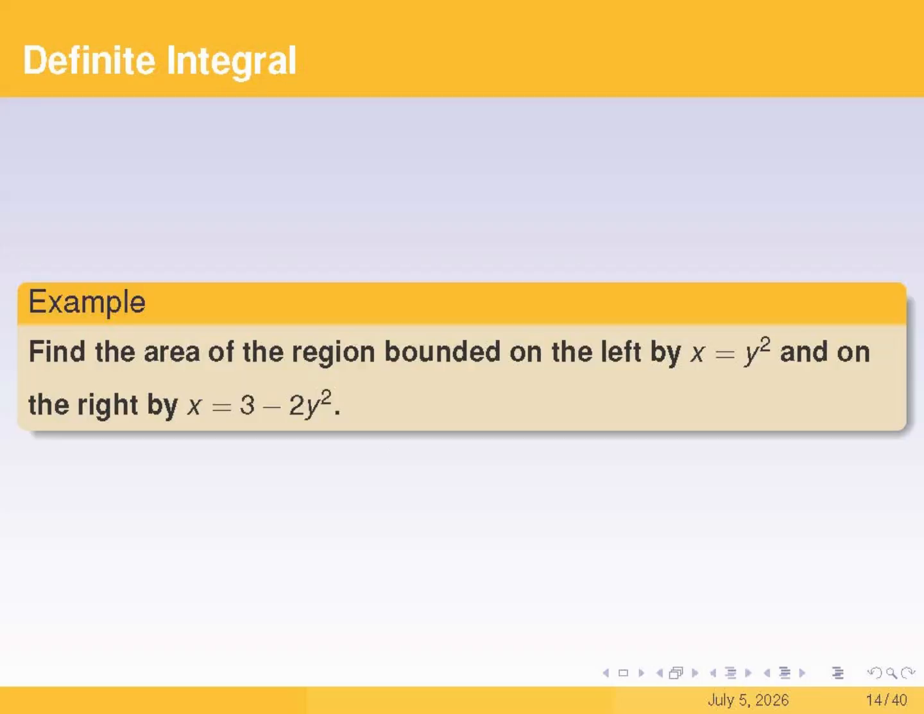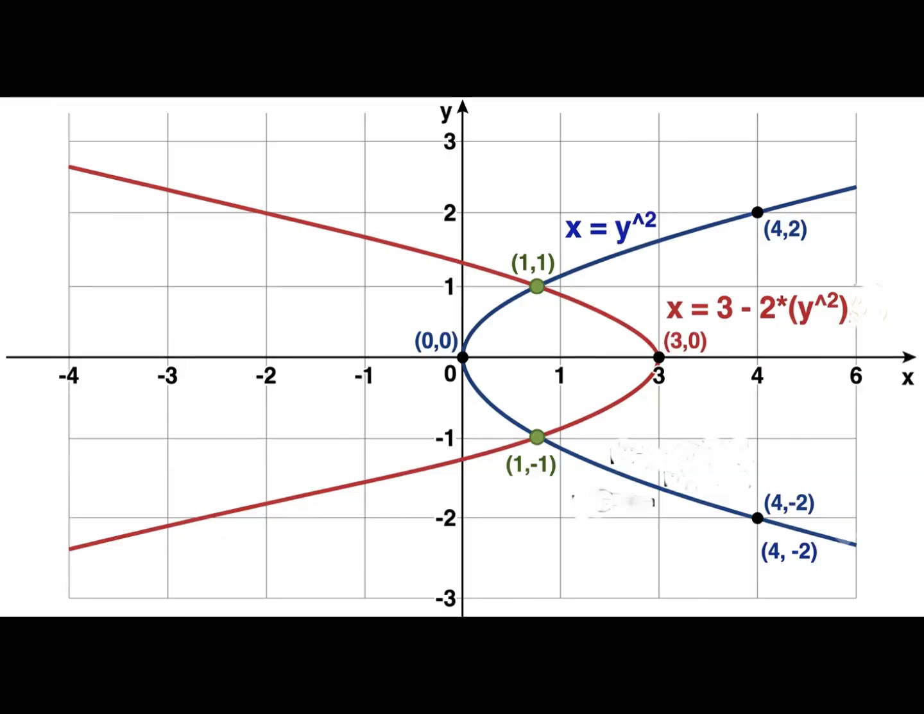In this example, we want to find the area of the region bounded by a left boundary function, x equals y squared, and a right boundary function, x equals 3 minus 2y squared, as shown in the diagram below. Check the diagram.